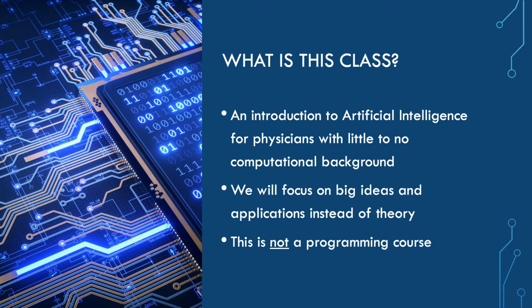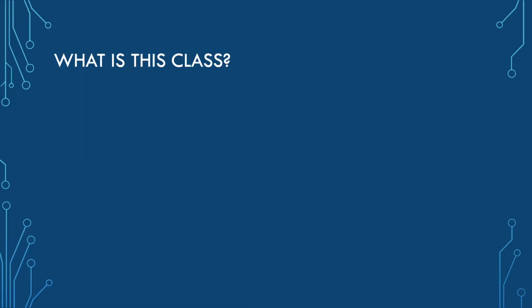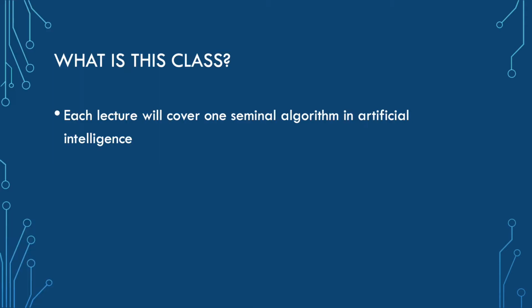Lastly, this is not a programming course. There are many fantastic resources that exist that can teach you how to employ these algorithms that will be linked in the description. However, the scope of this course is to provide a general overview of machine learning techniques. Each lecture will cover one algorithm in artificial intelligence. In these discussions, we will include basic concepts in computing and recurrent themes that will broadly apply to most machine learning applications.